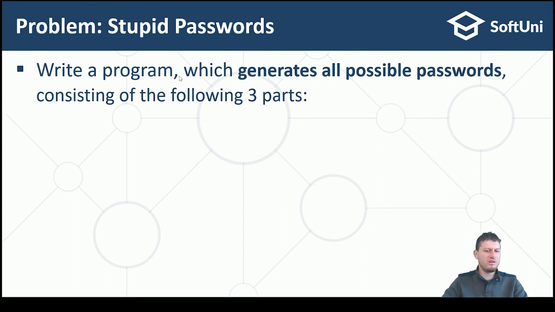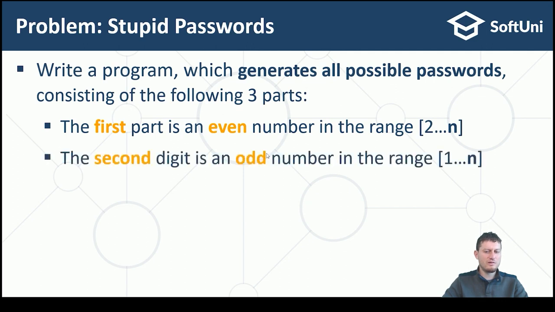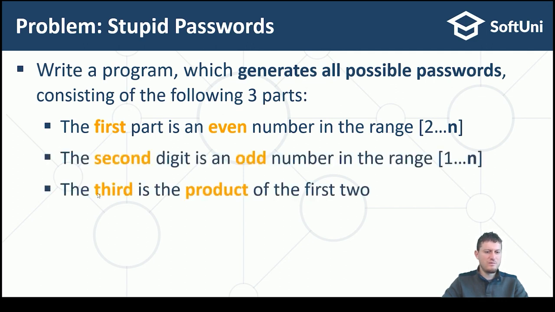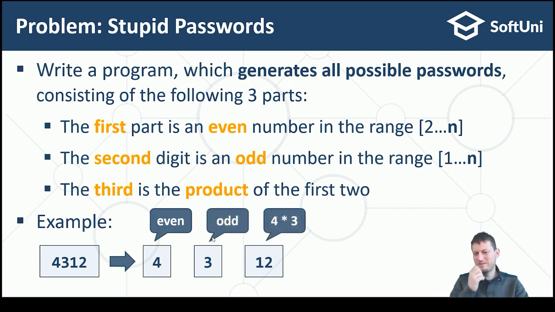Write a program to generate all possible passwords consisting of the following three parts. The first part is even number in the range between 2 and n. The second is odd number in the range from 1 to n, and the third is product of the first two. Really stupid passwords. This is an example. 4312. 4 is even number. This is odd number, and this is 12, which is the product of the previous two numbers.